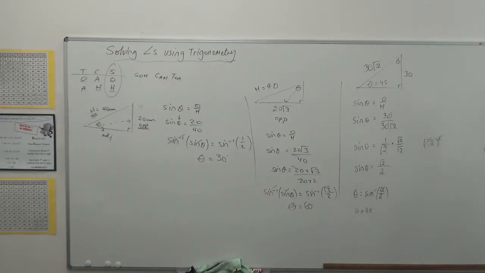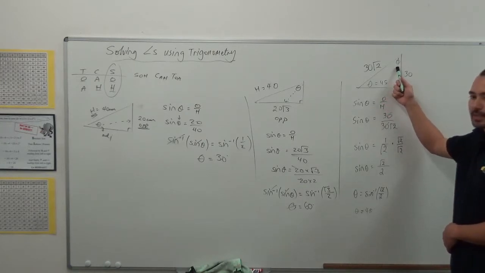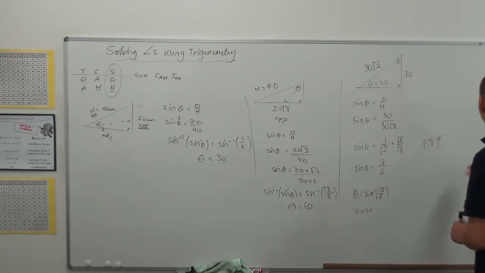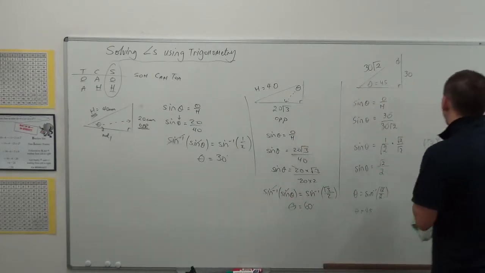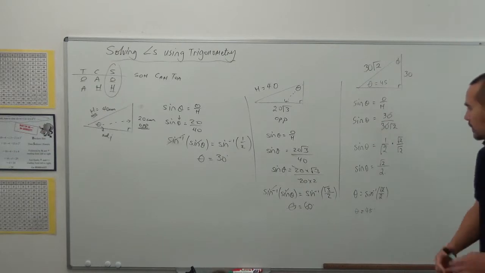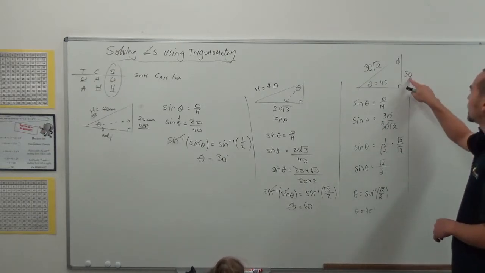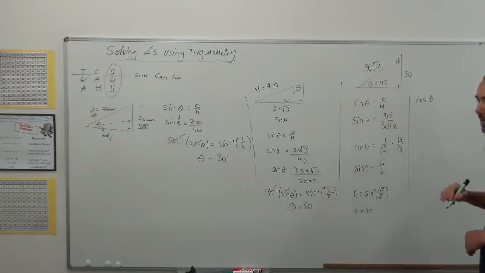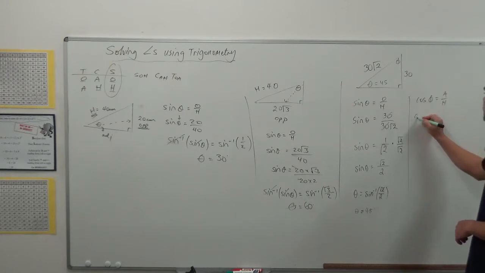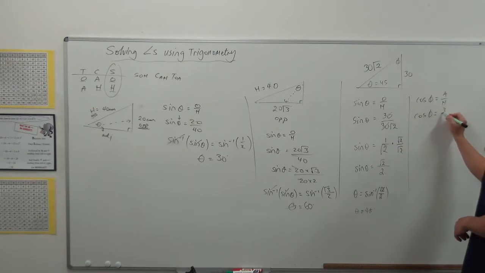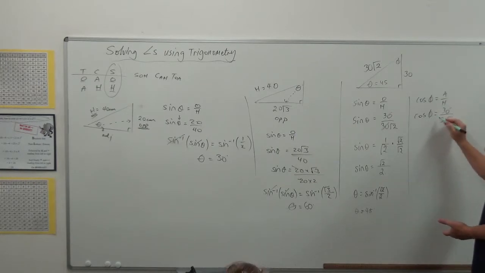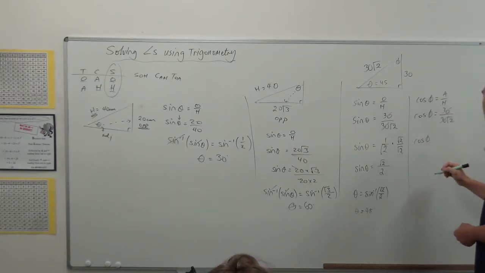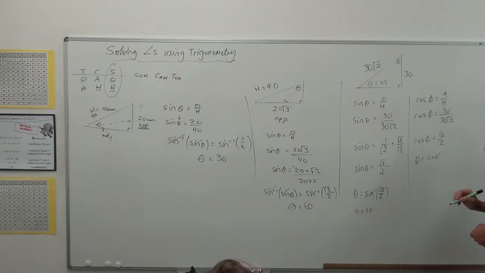Okay, so if this is 90, that's 45, then this must be 45. Now, let's use our trigonometry to validate that. If I have this side and this side, then I'm going to use cosine. Very good, Levi. So cosine phi is equal to the adjacent divided by the hypotenuse. The adjacent is 30, and the hypotenuse is 30 root 2. It's cosine, so it's different. That's right. So cosine phi is equal to root 2 on 2. When you take the inverse, I'm going to get 45 degrees.